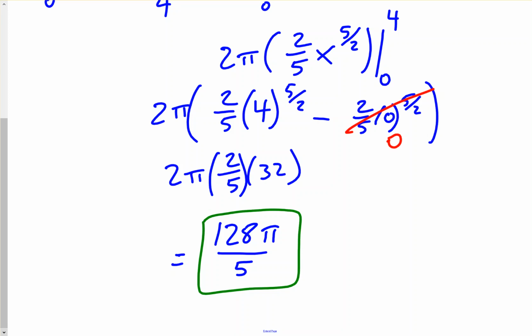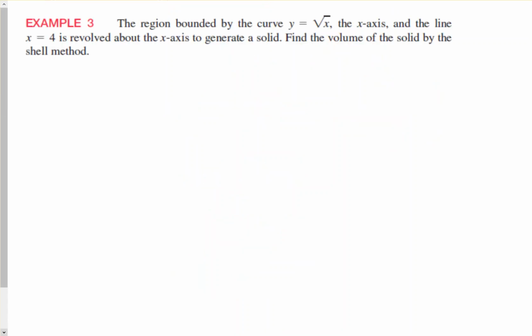Okay. Let's take a look at our next problem. The region bounded by the curve y equals square root of x, the x-axis, and the line x equals 4 is revolved about the x-axis to generate a solid.